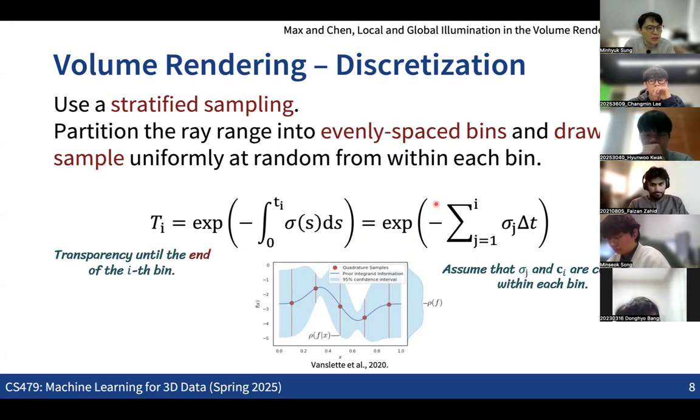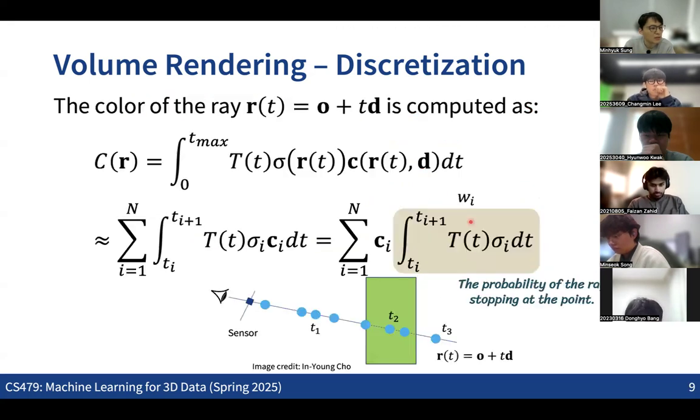So based on this kind of approximation, given this integral, we can now approximate the integral this way by setting some bins here. And within each bin, obviously the radiance and the opacity are basically constant like this. We can set them to constants.